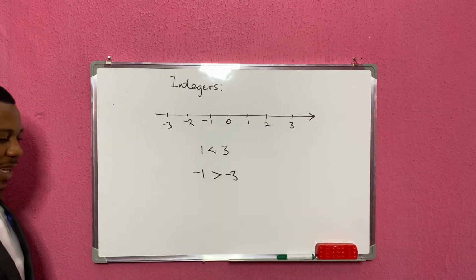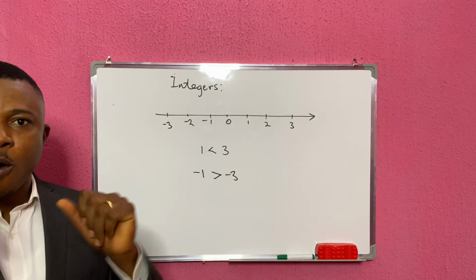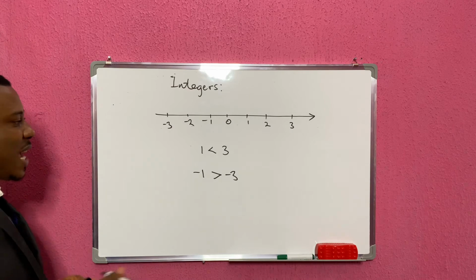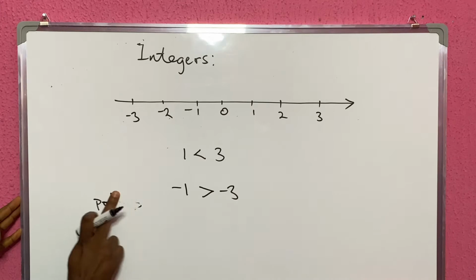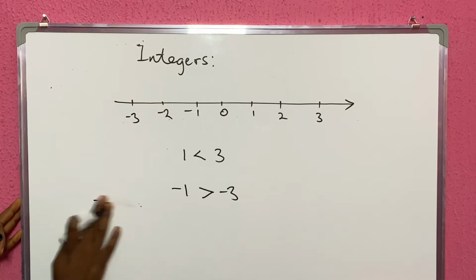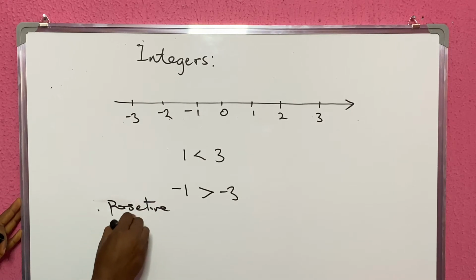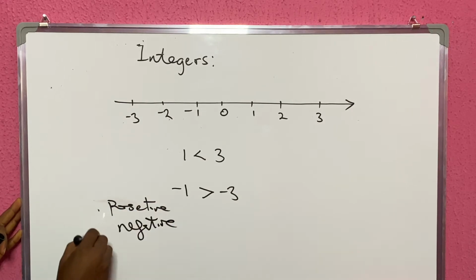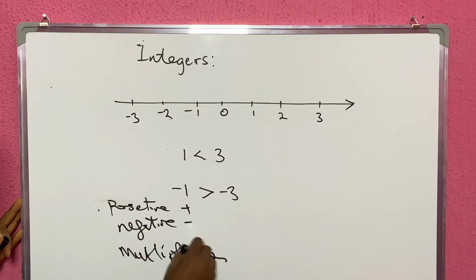Now, let's look at arithmetic operation symbols. We have 4 arithmetic operation symbols, which are positive, negative, multiplication, division.